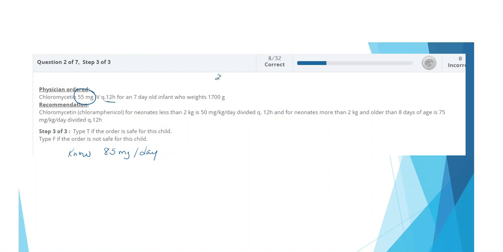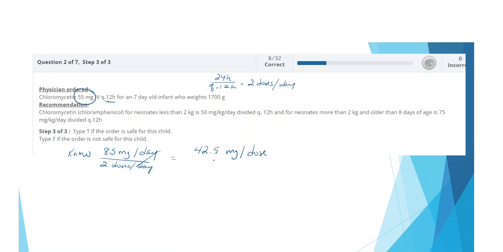And I know, again, if I take the 24 hours divided by my every 12 hours, I'm going to get 2 doses per day. So I'm taking my milligrams per day, dividing it by 2 doses per day. So again, my days cancel. I'm left with milligrams per dose. 85 divided by 2 is 42.5 milligrams per dose. So now, is this safe?